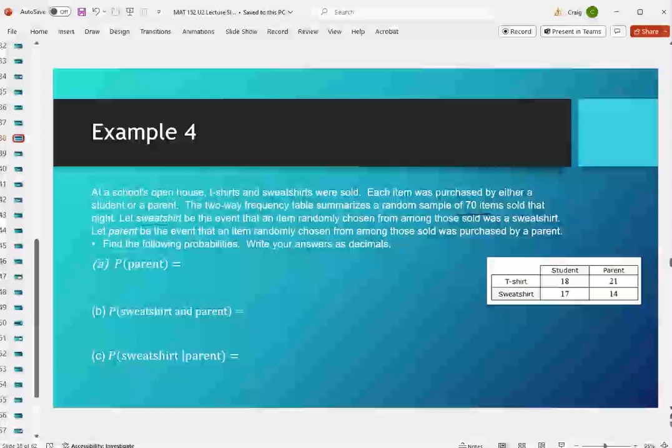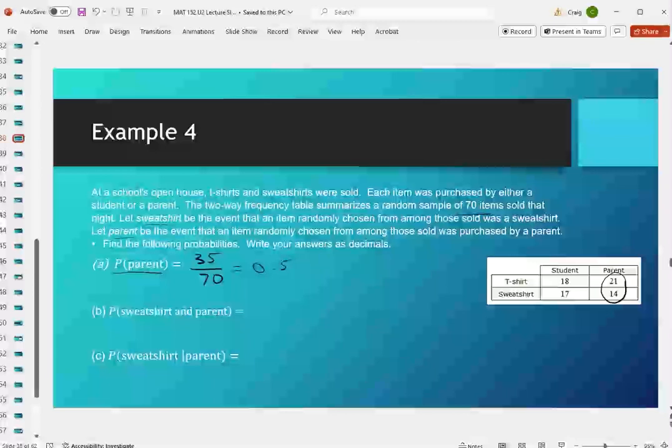Okay, so we're just letting sweatshirt and parent be A and B in this case. So what's the probability of choosing a parent? Well, if we randomly choose one of these sales, 21 plus 14, that's 35 parents out of 70 items that are sold. And that's just 1/2 or 0.5.